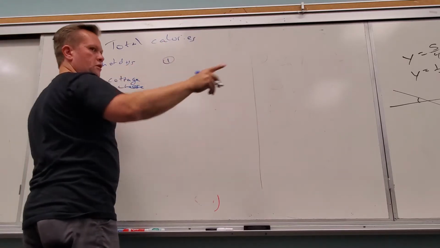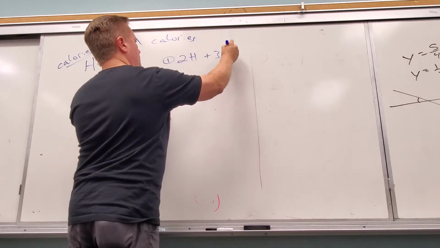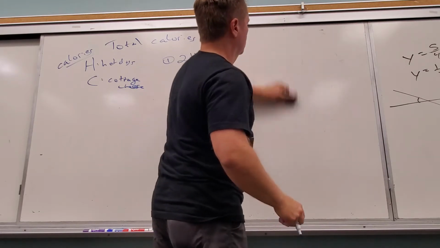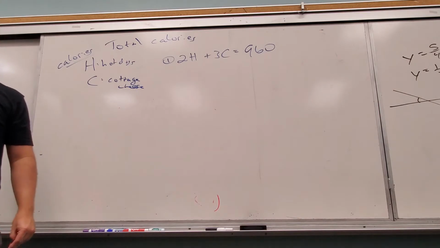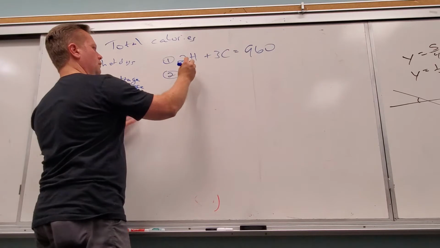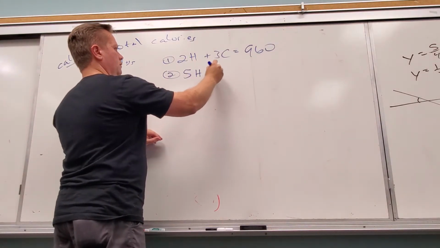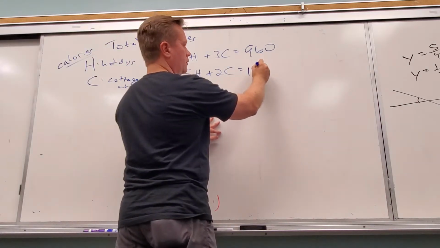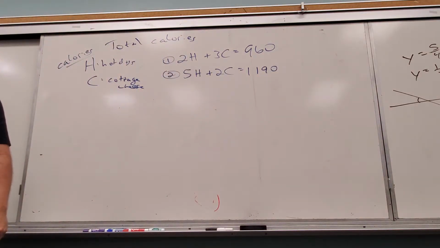So the first equation, the 2 hot dogs and 3 cups of cottage cheese gives you 960 calories. That's a big old chunk of your daily intake. And then secondly, what's the other? Total number of calories in 5 hot dogs and 2 cups of cottage cheese is 1,190. Still less than a Big Mac, I think.